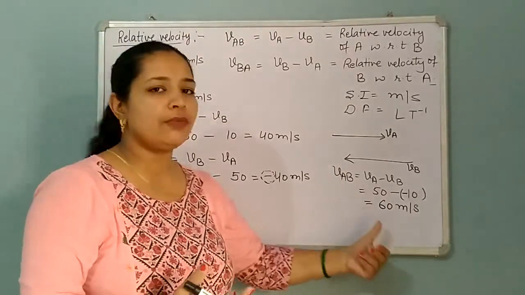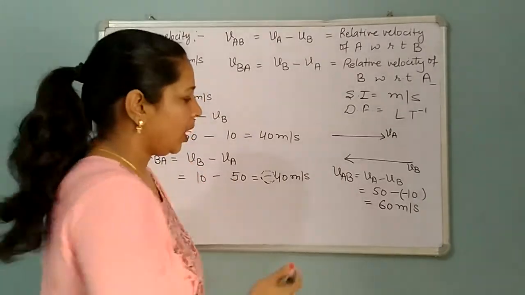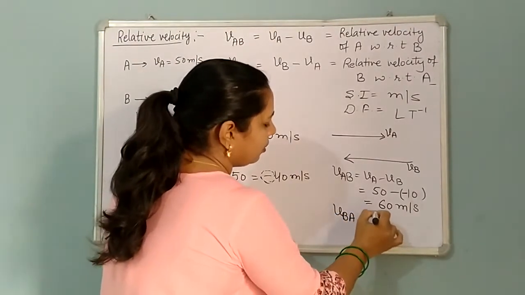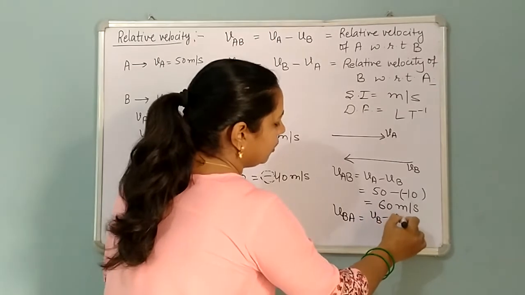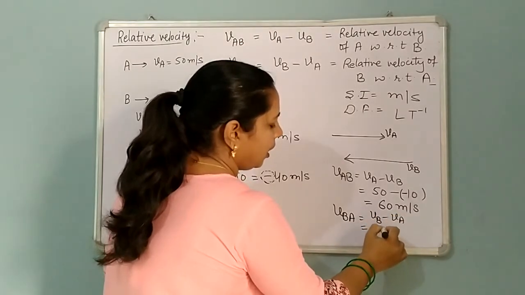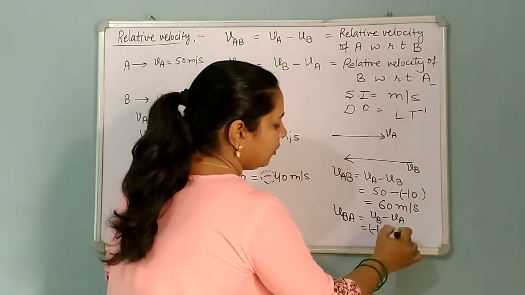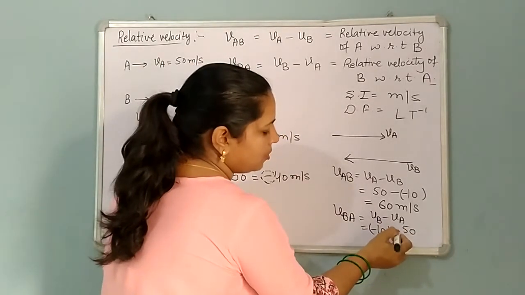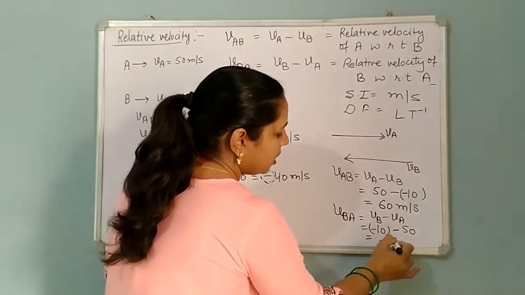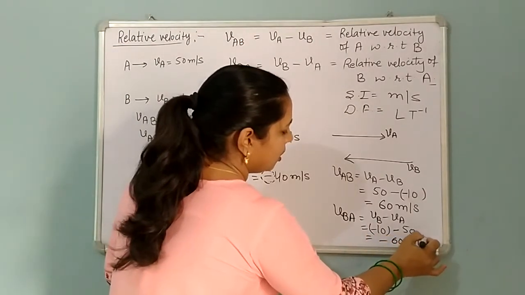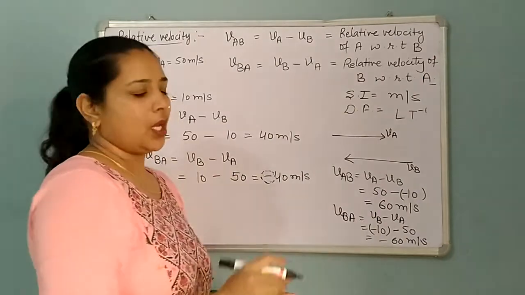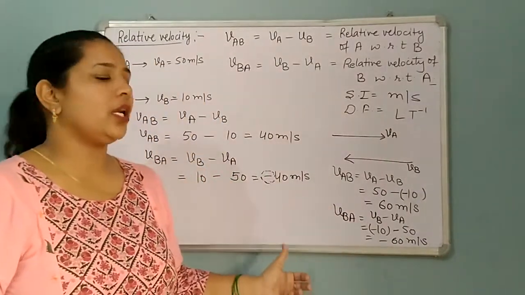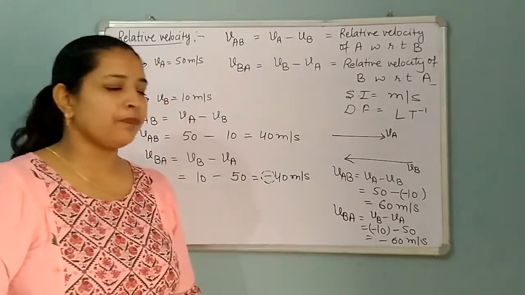That's the relative velocity concept. And if we have to find out V of BA, then we will take VB minus VA. VB is 10 with a minus sign. We have to subtract A here, but A is positive. Due to this minus sign, we will get our answer as minus 60 meter per second. I hope you got the point of how we have to find the relative velocity.